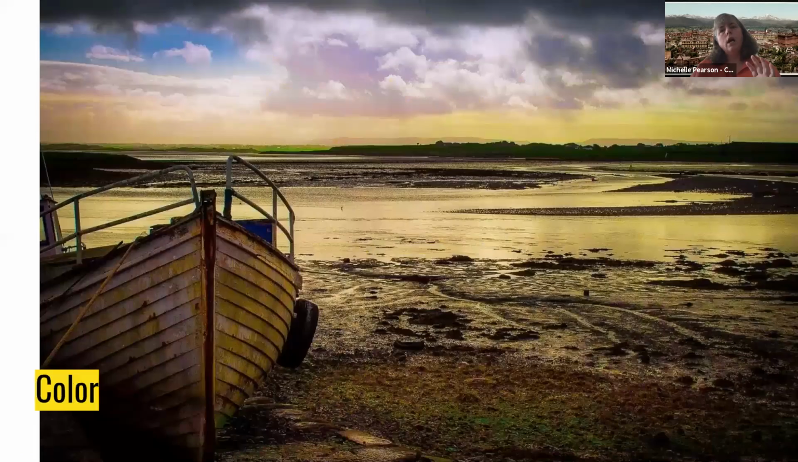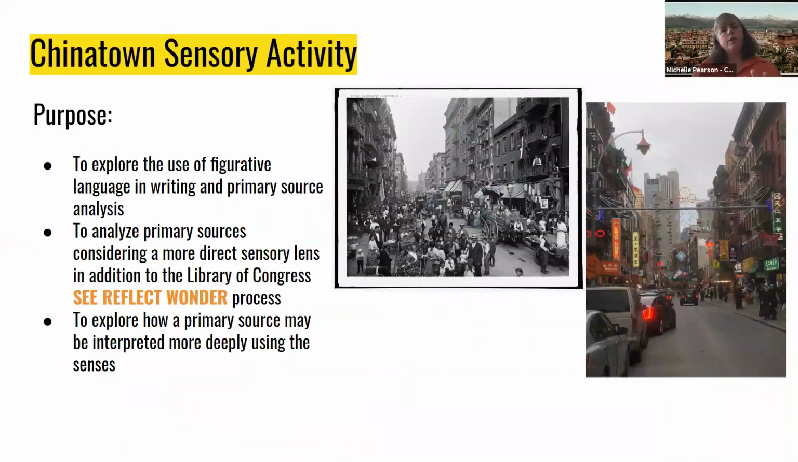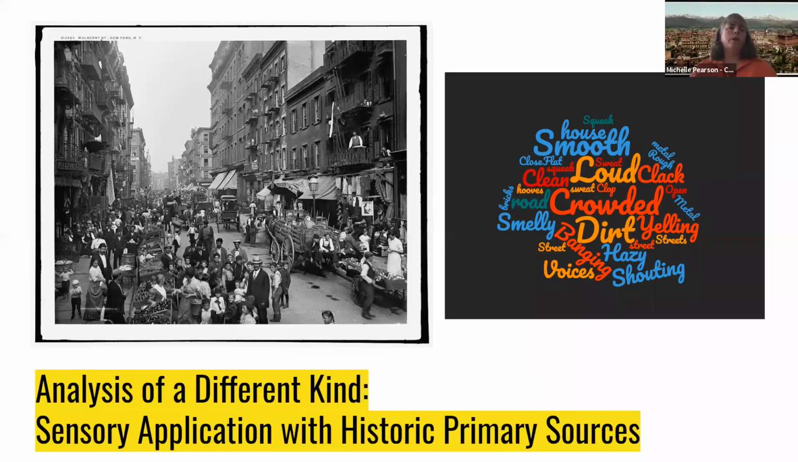And so my students were familiar with this because of some of the stories that we were reading, but we took a look at this image and then went through and said, all right, now describe it using your senses. They created a word cloud and a list of words that they could use, and you can see some of the things that stuck out to them. Crowded, dirty. They imagined that there would be yelling on the streets.